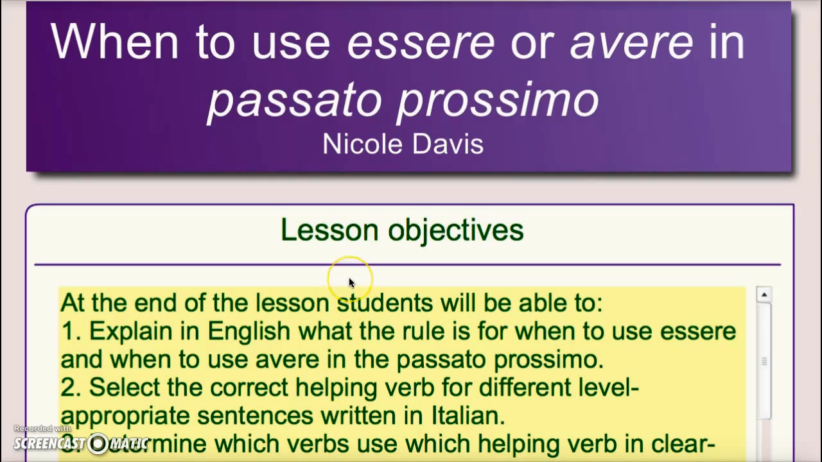And so this lesson would be theoretically taught to ninth grade, maybe 10th grade Italian students. There is definitely some background knowledge that the students would be expected to have, so this would probably come a little bit later in the year. So follow along with me, and I'll walk you through it.